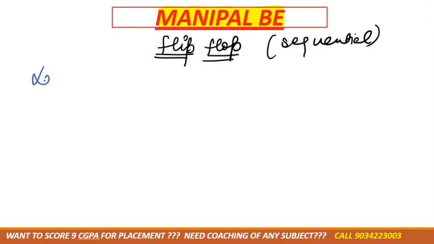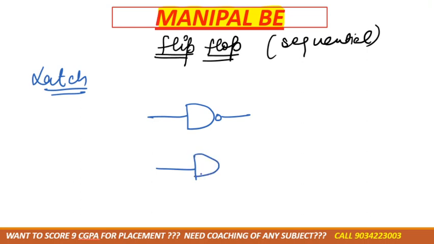Like, one will have a latch. For the latch, draw two NAND gates. One of the NAND gates is like this, another NAND gate is like this. इसके output, like this is NAND gate 1, this is NAND gate 2. The output of one NAND gate is connected with the input of the second NAND gate. Similarly, the output of the second NAND gate is connected with the input of the first NAND gate.